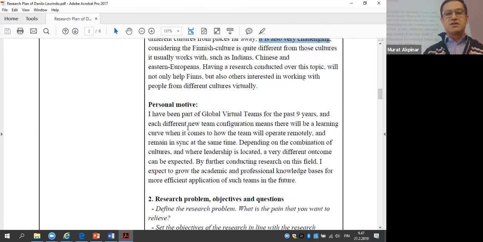And finally, the personal motive. Why, as a student, Danilo or you are interested in doing this kind of research. Okay? So if there is a company, you will have 3 levels of motivation. If there is no specific company, 2 levels of motivation. That's what is expected for the part of motivation.